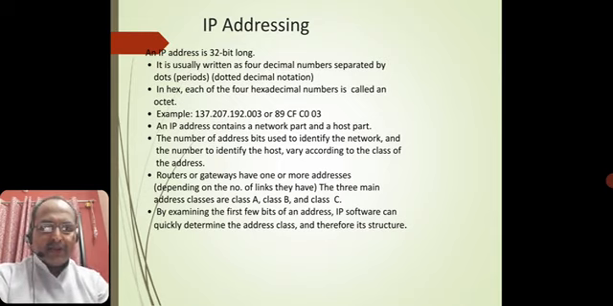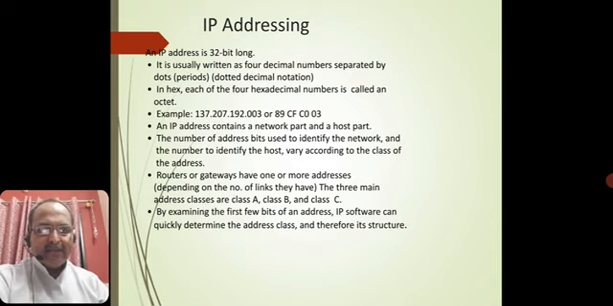Further, I'll explain in a few more sessions how these IP addresses are useful in identifying the system. The number of address bits used to identify the network and the number used to identify the host vary according to the class of the address. What the class indicates, and how different classes are identified and segmented, depends on the classification of addressing methods. Routers or gateways have one or more addresses depending on the number of links that they are going to establish in the system.